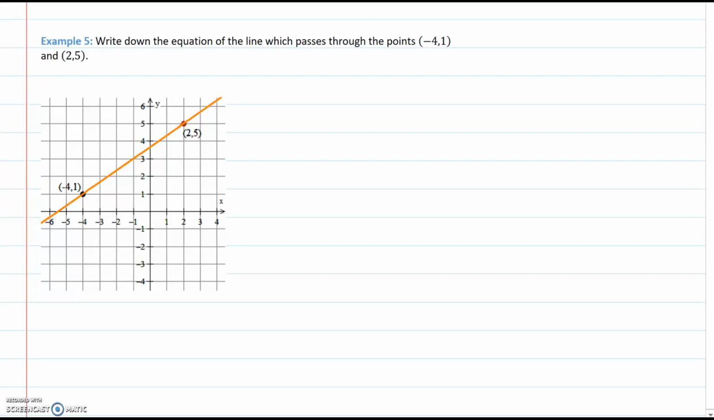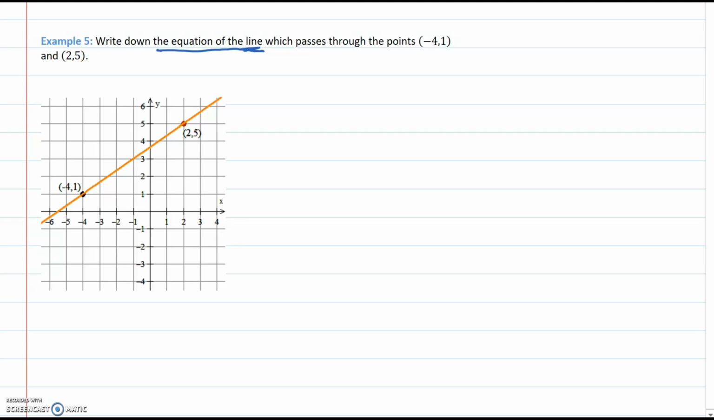In this example, we have to write down the equation of a line which passes through the points -4, 1 and 2, 5. Now the line is drawn here through the 2 points, and what you need to remember is that whenever you look for the equation of a line, always focus on what you're being asked for. And what you're being asked for is the equation of a line.